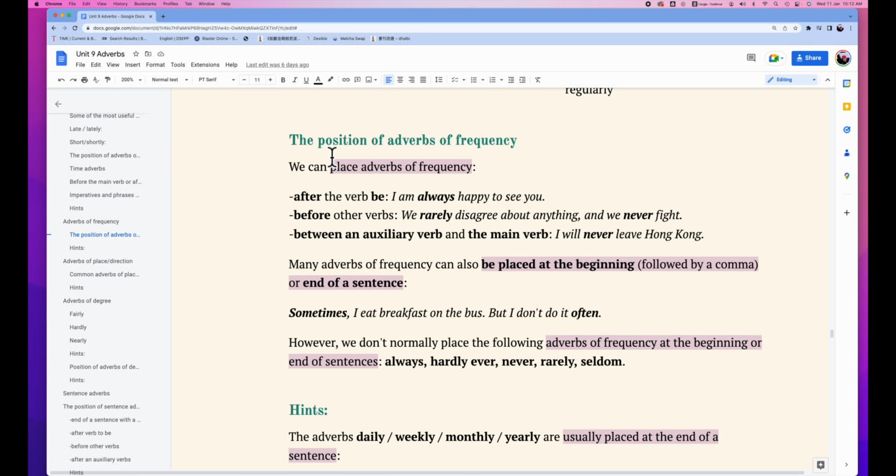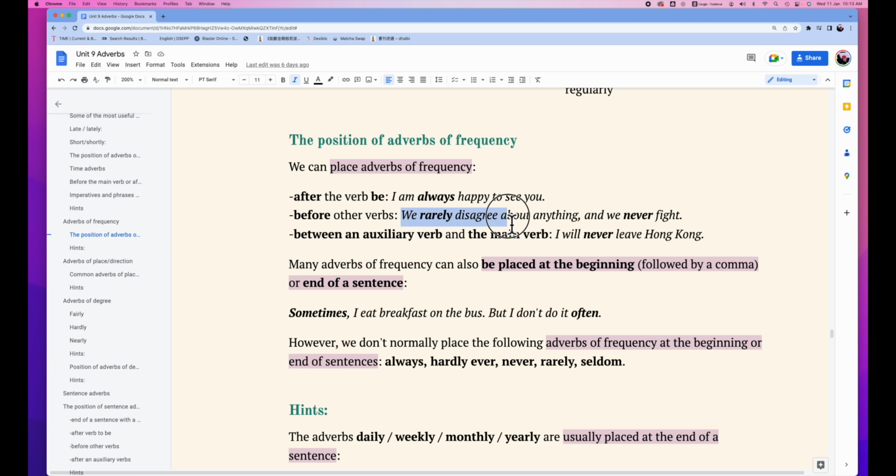And where should we put these adverbs of frequency in a sentence? Let's take a look. The adverbs of frequency can be put in three different positions. First, after the verb to be. I'm always happy to see you. After the verb to be, am. Or before the verbs.